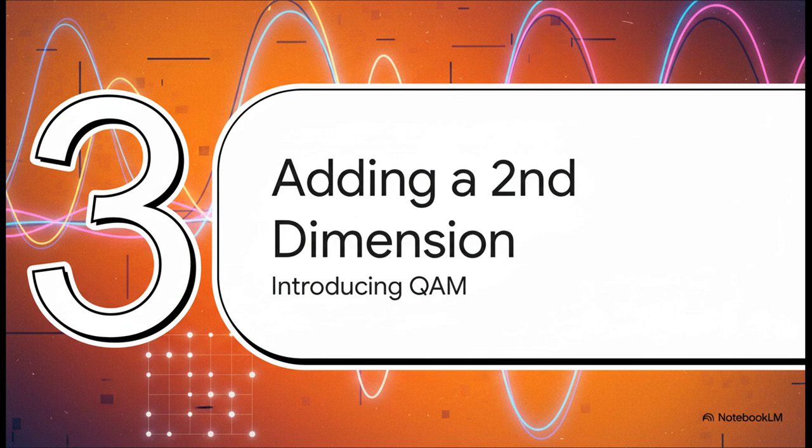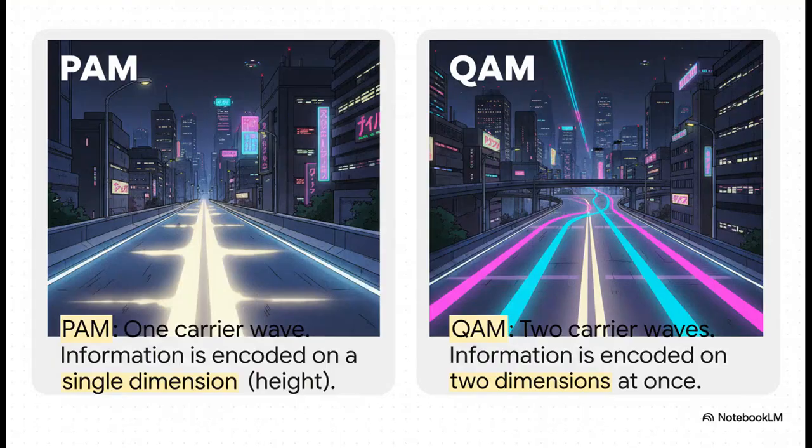It came from this incredibly clever shift in thinking. What if we add a second dimension to our signal? And this is where we meet the absolute powerhouse of modern communications, QAM. So with PAM, we were just adjusting one thing, the height of one wave. Think of it like a single-lane road. Information is flowing, but it's just one car at a time.